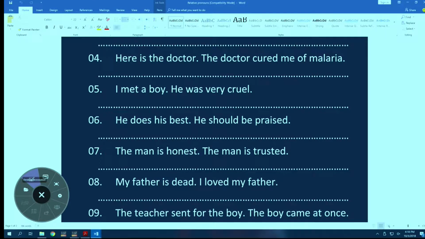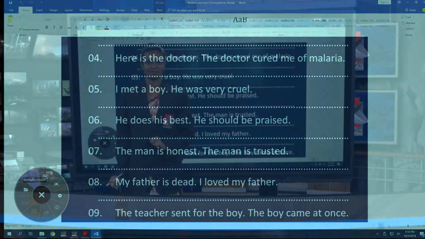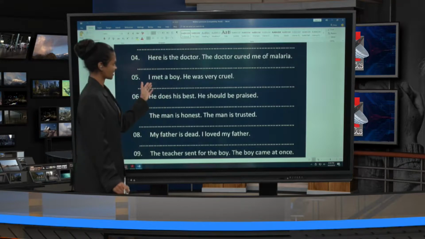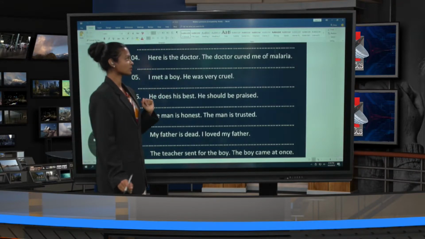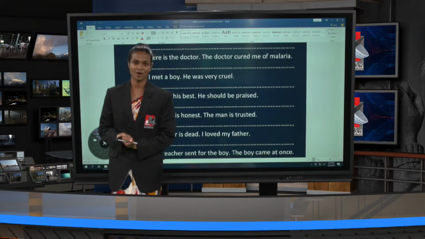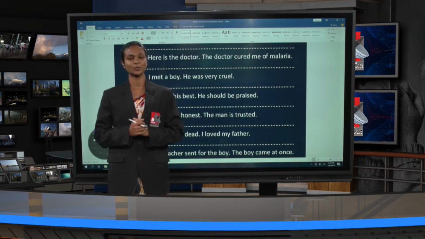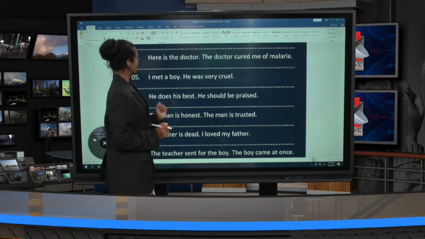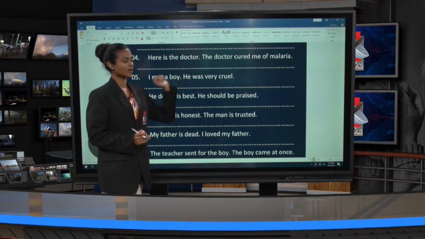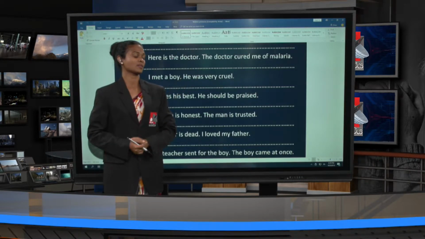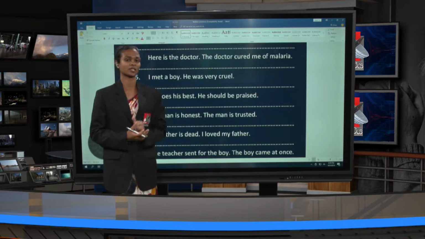Here is the doctor. Second one says, the doctor cured me of malaria. Here is the doctor. මේ ඉන්නේ දොස්තර. මොන දොස්තරද? The doctor cured me of malaria. මාව malaria රෝගයෙන් සුව කරපු දොස්තර. හරි? Then here the doctor defines twice. දෙපාරක් the doctor ව define කරනවා.